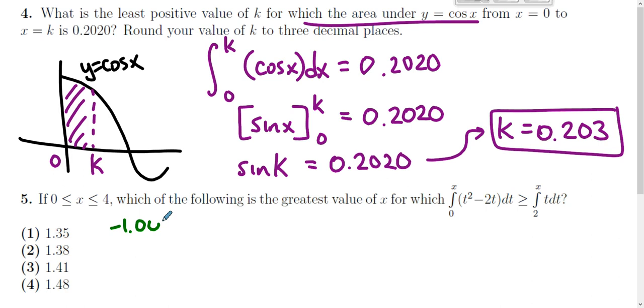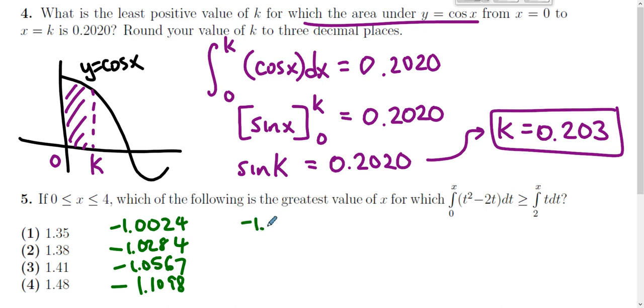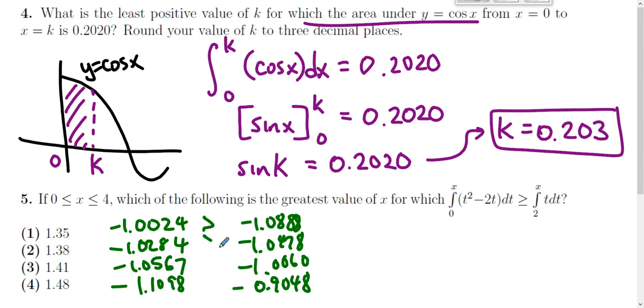I got negative 1.0024, negative 1.0284, negative 1.0567, hope that's a 6, and it could be an 8, and negative 1.1098. And then I used those same values of x here and did the integral from 2 to 1.35 of x dx and the integral of 2 to 1.38 of x dx and so on, and I got negative 1.0888 and negative 1.0478 and negative 1.0060 and negative 0.9048, and sure enough, that's bigger, that's bigger, that's not bigger, so that's the answer that we want.